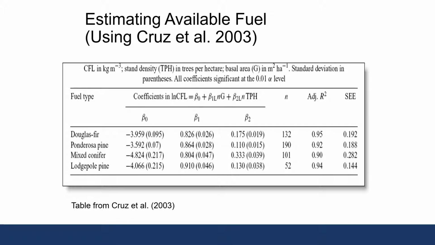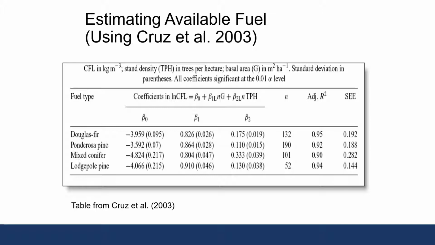I am going to switch gears here to another set of equations. We are going to look at the allometric equations developed by Cruz et al. 2003. These equations are somewhat different in that they directly estimate available fuel loading. Cruz et al. 2003 calls this term canopy fuel loading, or CFL. You can see that this equation is developed for 4 different ecosystems. The equations themselves predict the natural log of canopy fuel loading, so you will have to take the inverse of the natural log to solve for the fuel loading.